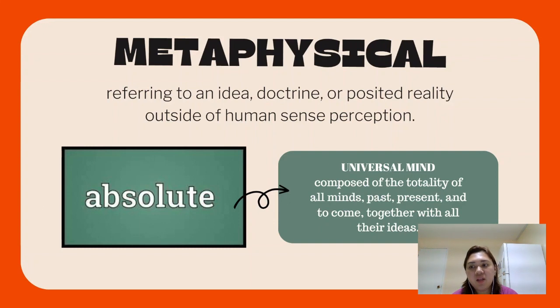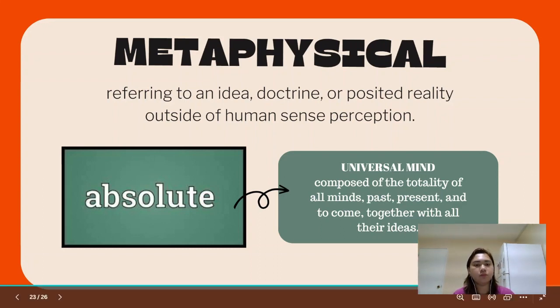Another very interesting metaphysical concept offered by the idealist philosophers is called the absolute. It is characterized as a universal mind, and as such it is composed of the totality of all minds, past, present, and to come, together with all their ideas. And so we are all part of one reality, the absolute.